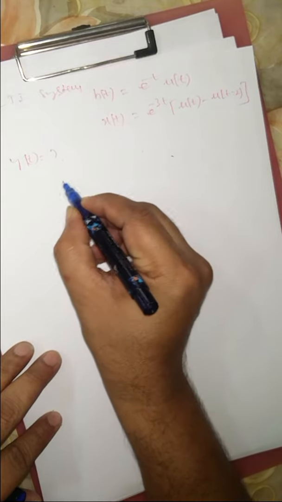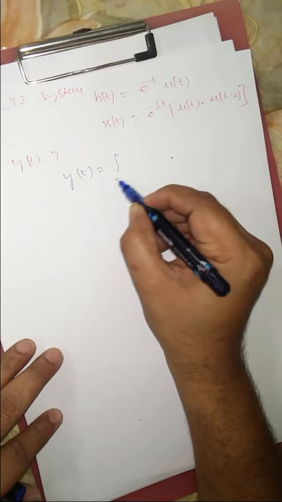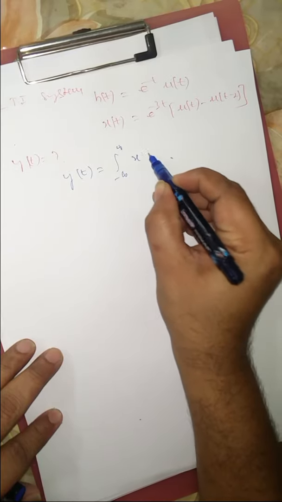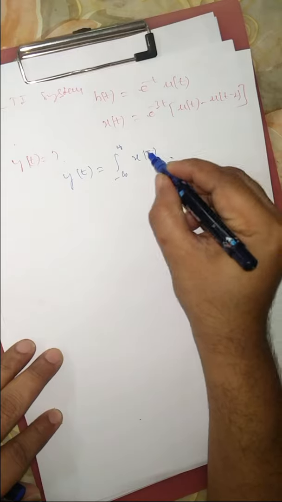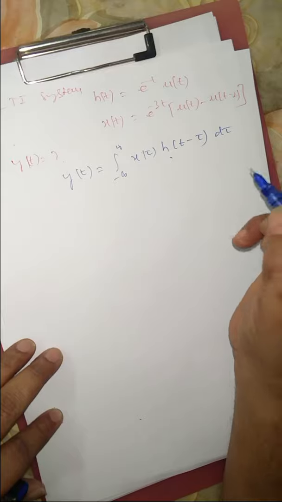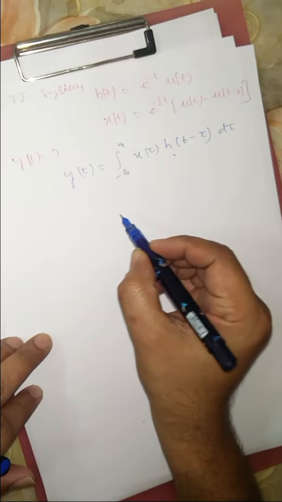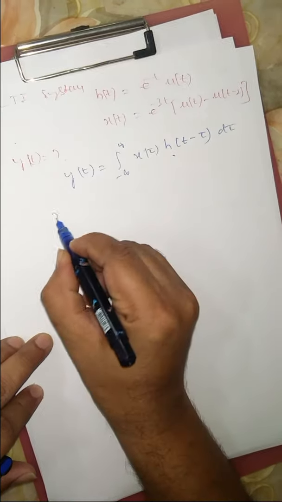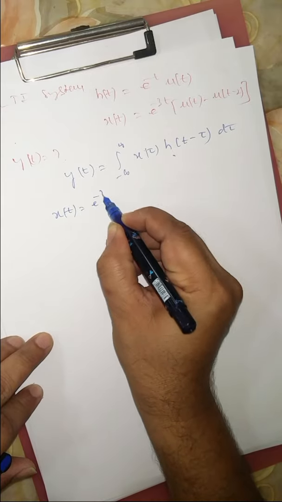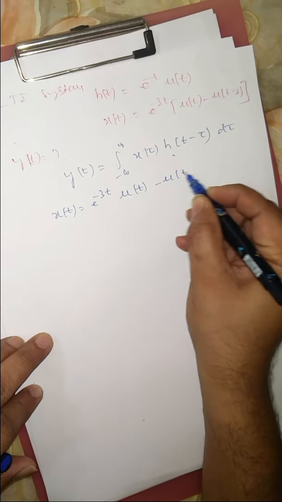To find the output y of t, let us use the convolution integral formula. y of t is equal to the integral from minus infinity to plus infinity of x of tau into h of t minus tau, integrate with respect to d tau. Here first let us draw the input signal x of t and h of t, where x of t is e to the power of minus 3t into u of t minus u of t minus 2.